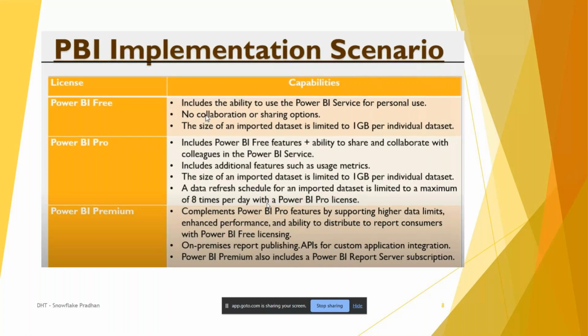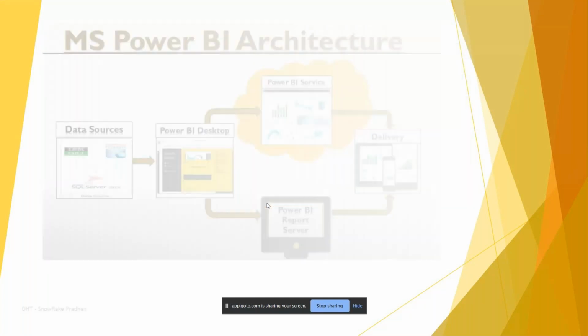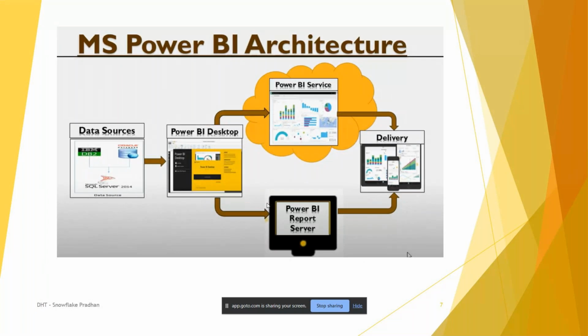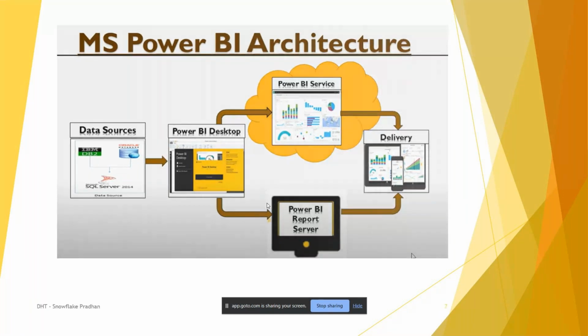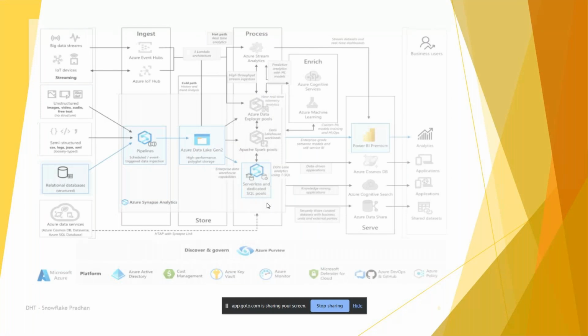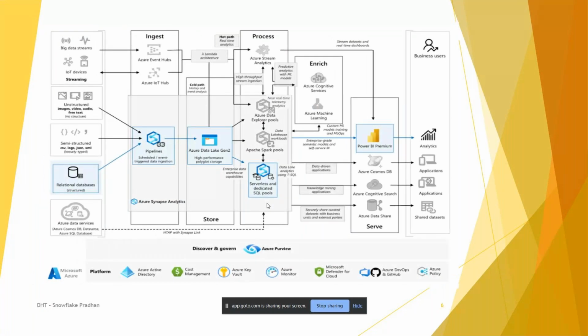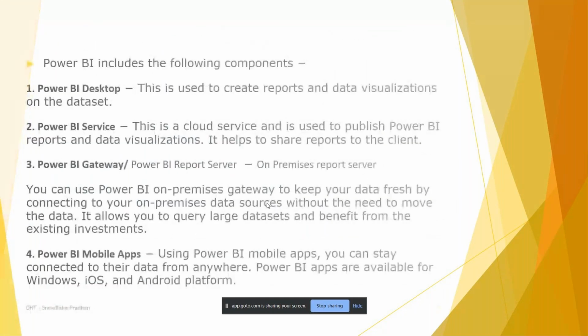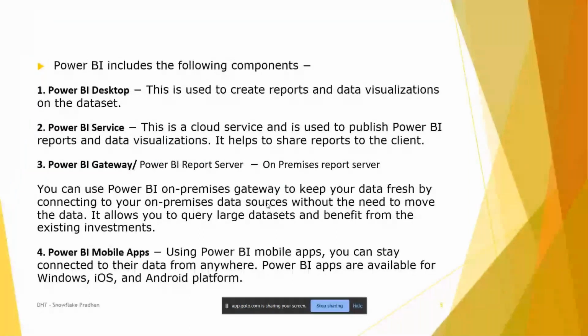So I will show you the services which I am telling about. Different sources are there. All the different sources are connected to Power BI Desktop. Desktop is connected to Power BI services and Power BI report server. They are delivering different sorts of reports. And this is the Microsoft Power BI comprehensive architecture. Before that, I was saying something about the components of Power BI.